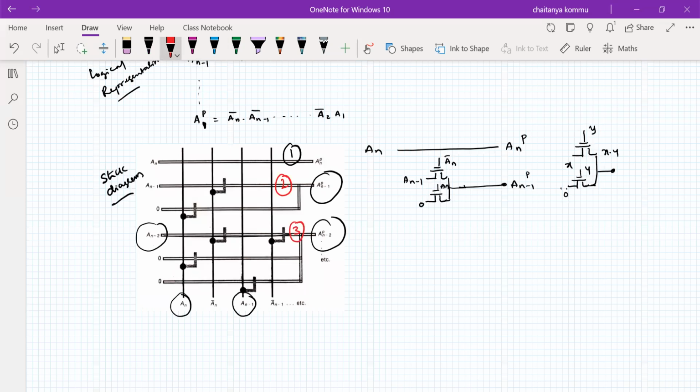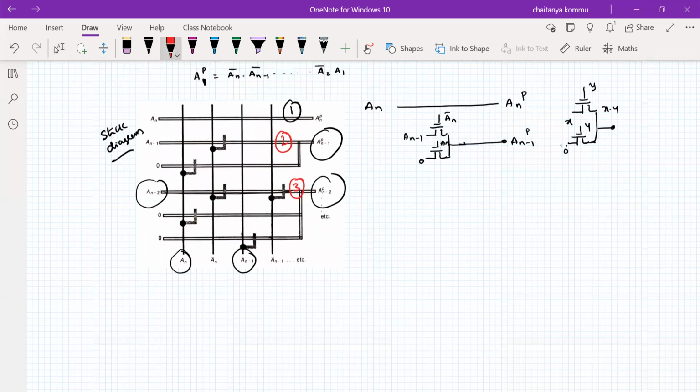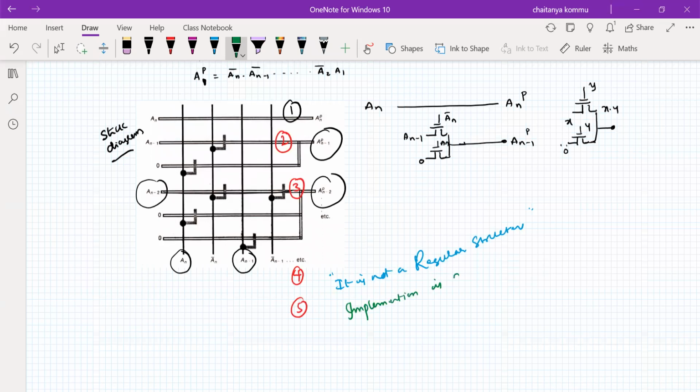Like this, depending upon the number of inputs in a given structure, the structure is expanded. So next we have to use 4 diffusion lines, next 5 diffusion lines. We have to expand something like this. It is not a regular structure. What we observe is that it is not a regular structure. If it is not a regular structure, it is not possible to implement in VLSI circuits. Implementation is difficult.